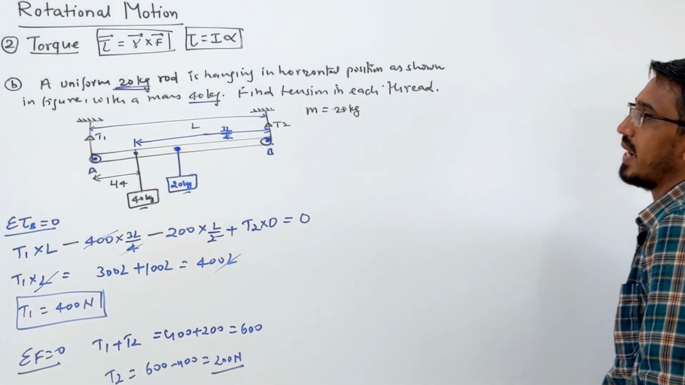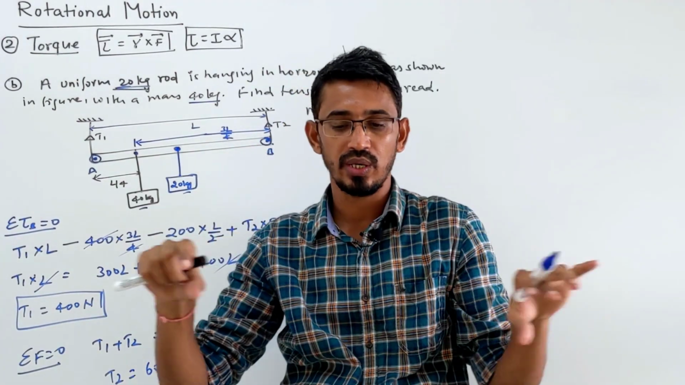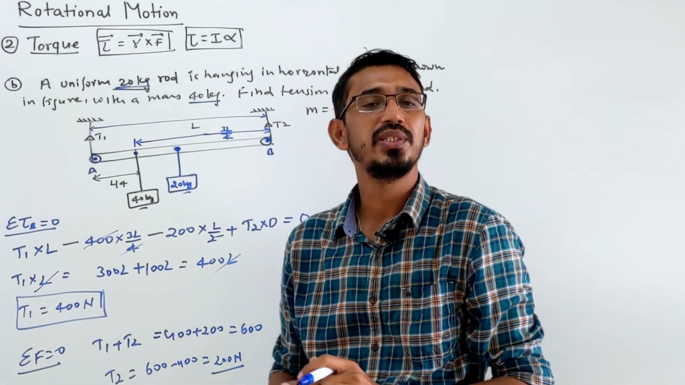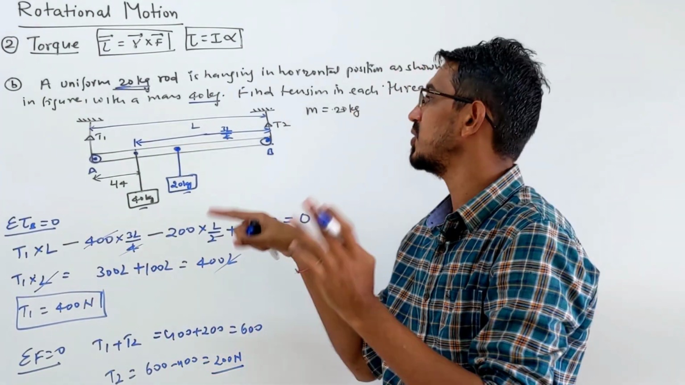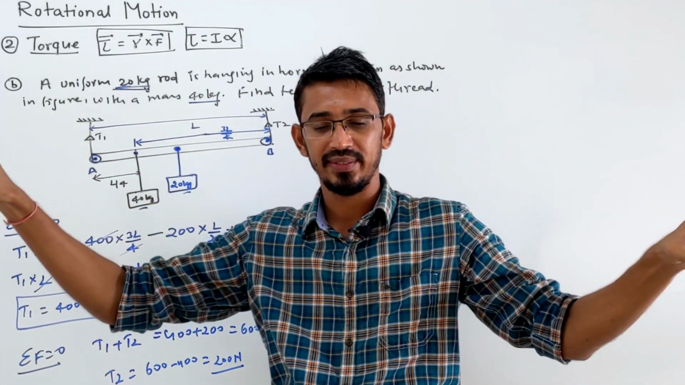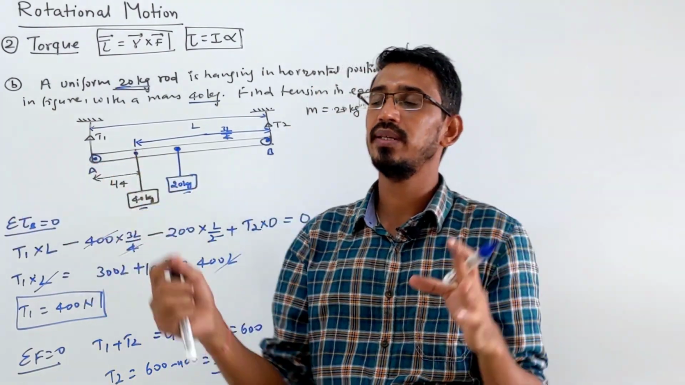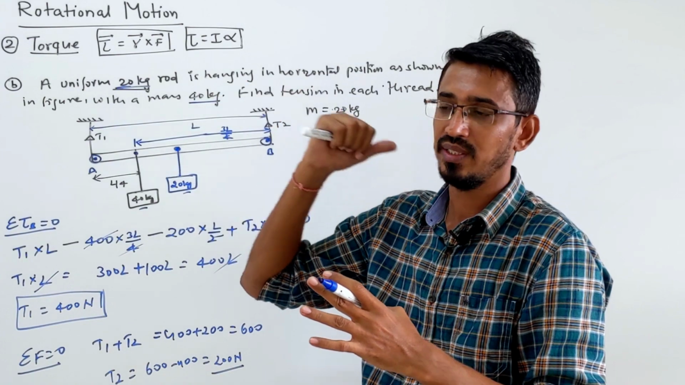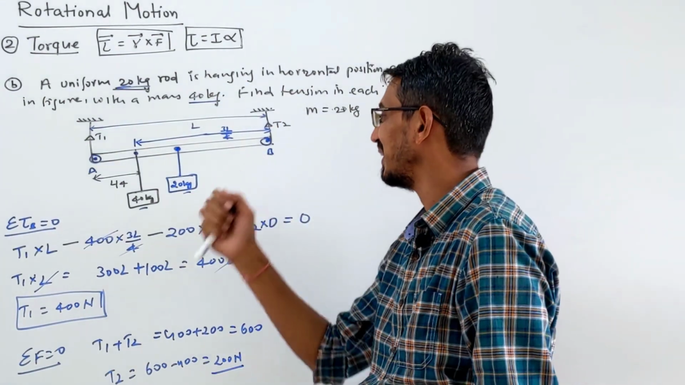Okay, so hope you understand: if something is hanged, just a rod alone or some additional weight with the rod, you can find the tension in the thread. Now we do the opposite of this question. This was a rod hanged. Now we do a question like, suppose some people are there and they are carrying a rod on their shoulder.